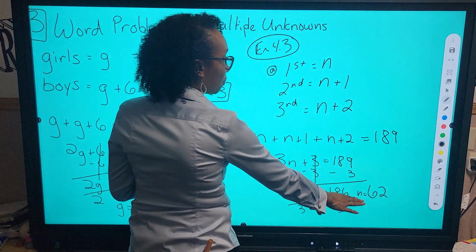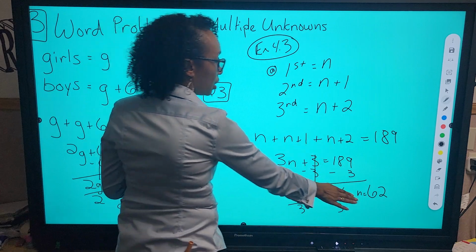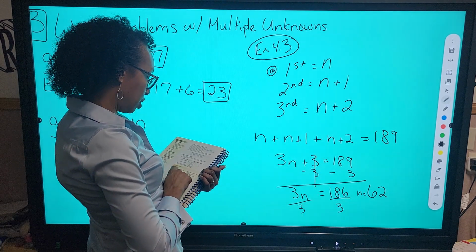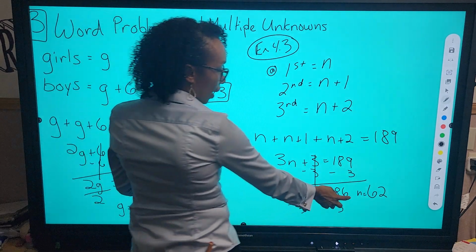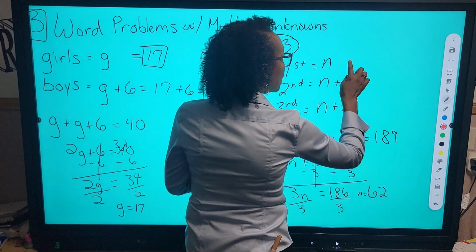And this is why I really like my labels, because now I can figure out what I know. The question said to find the three numbers. Well, right now I have n equals 62. That's one of my numbers.